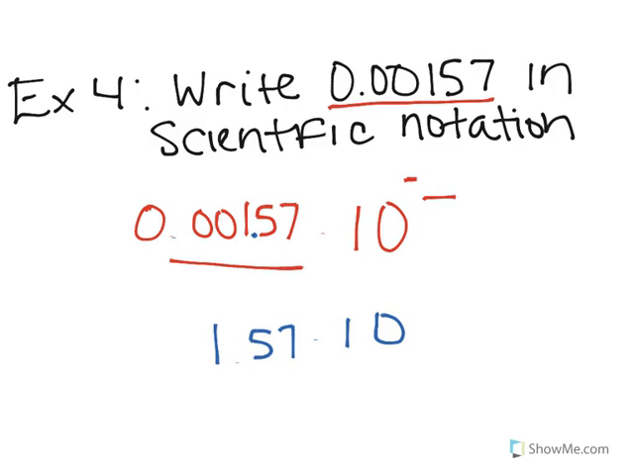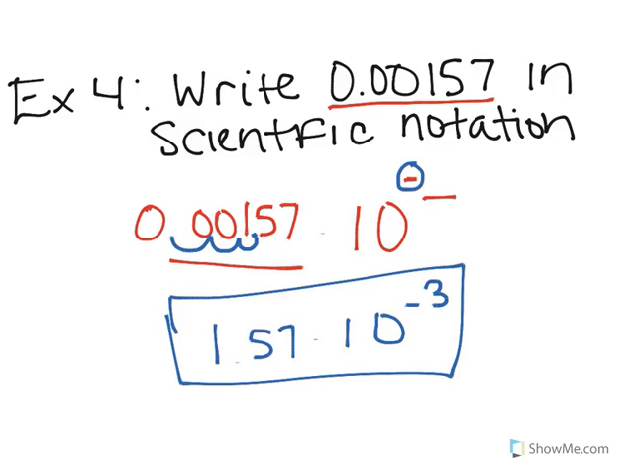Now, I have to get this back to its original number. I have to move this decimal 1, 2, 3 spots, and I have to move it 3 spots to the left, and that's how I knew the negative was going to be there. So I had to move it to the left 3 spots, so that's why my exponent is -3. So my answer is 1 and 57 hundredths times 10 to the -3rd power.